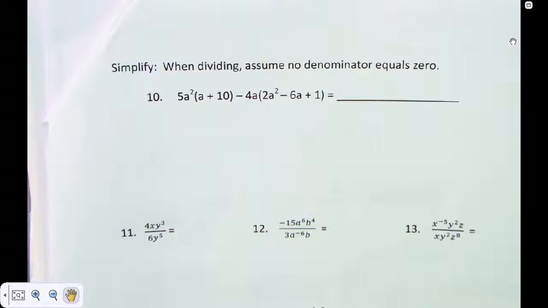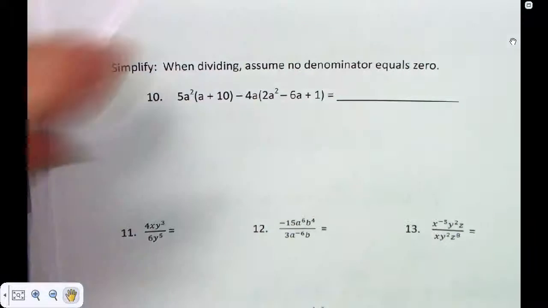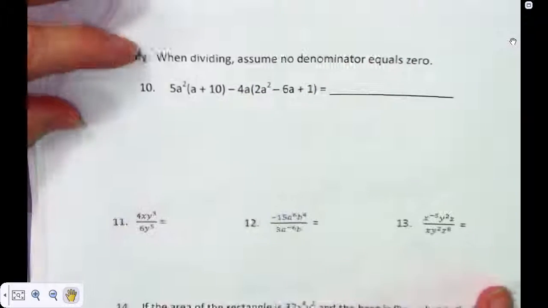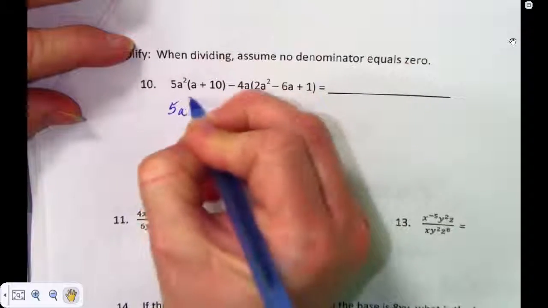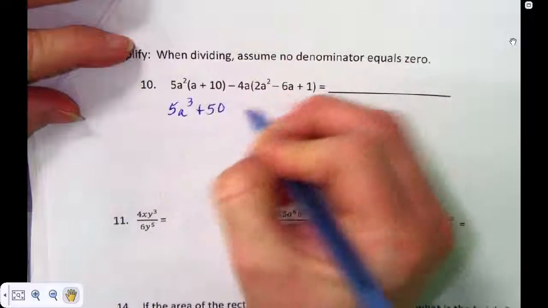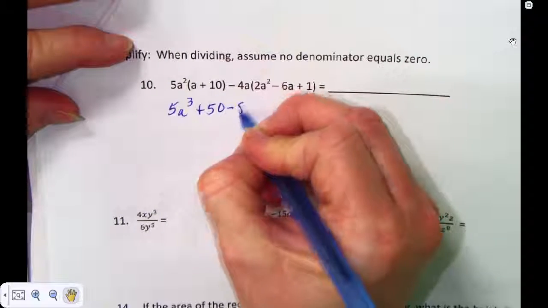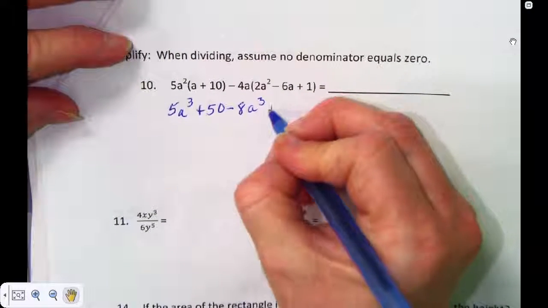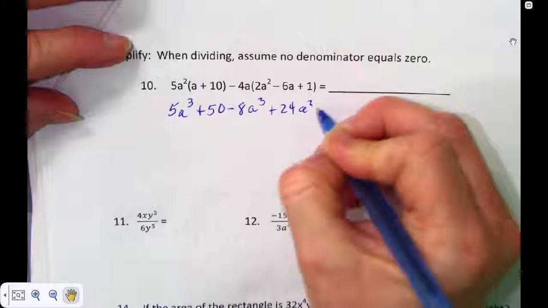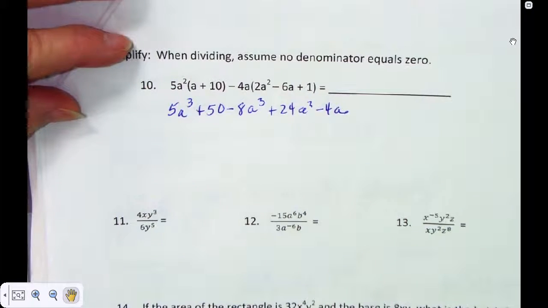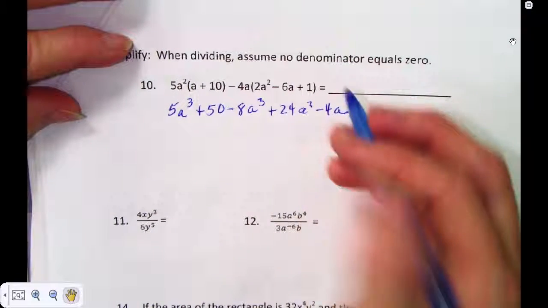Okay, number 10. Y'all corrected this, huh? Some people got it corrected. So 5a cubed plus 50 minus 8a cubed plus 24a squared minus 4a. Now we need to combine like terms.